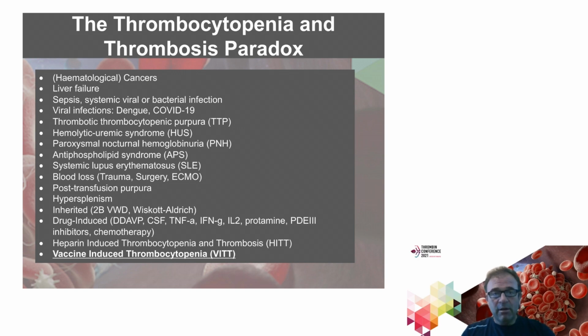Well, in this table you see a long list of diseases, and in these diseases a common complication is thrombocytopenia, and another common complication is incidence of thrombosis. So, for example, hematological cancers, but also pancreatic cancers. It is known that the secondary cause of mortality is thrombosis. And another complication which is very common is thrombocytopenia.